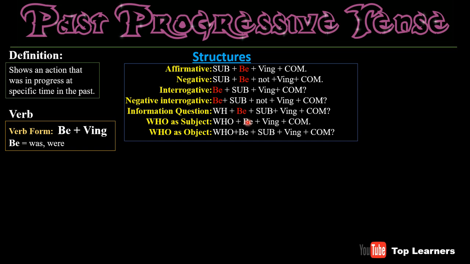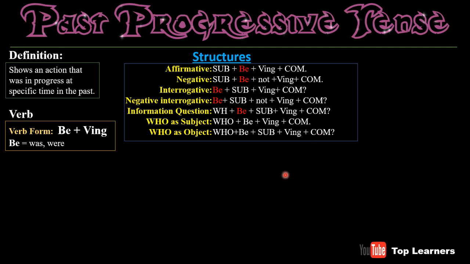But if we have a receiver of an action, in that case you can use who as the object of the sentence. For that case, we have the subject already, so we use who, then be, it means was and were. This was and were really depend on the subject here. If the subject is I, he, she, and it, we use was. If the subject is we, you, they, we use were. And then we use verb ing and then complement.